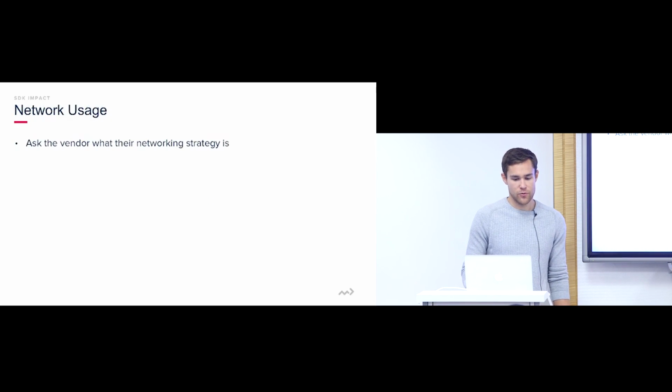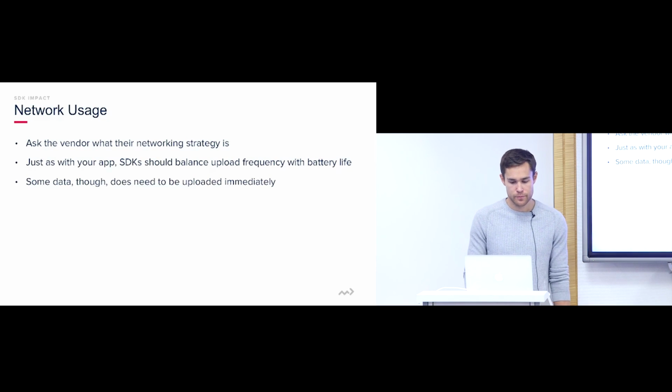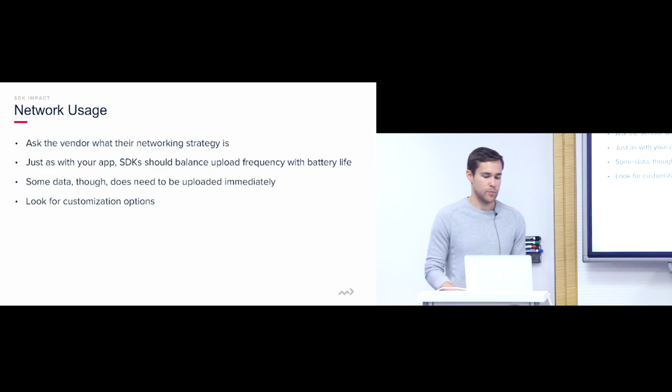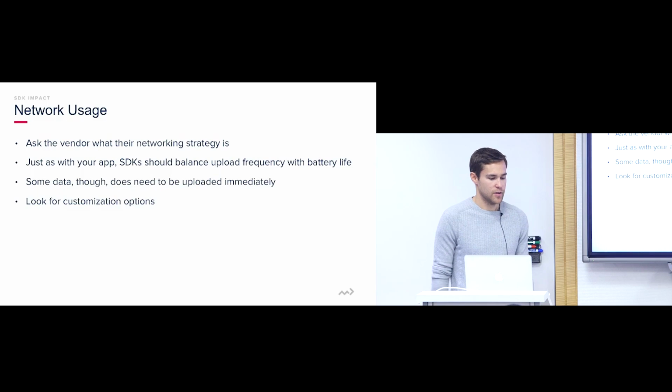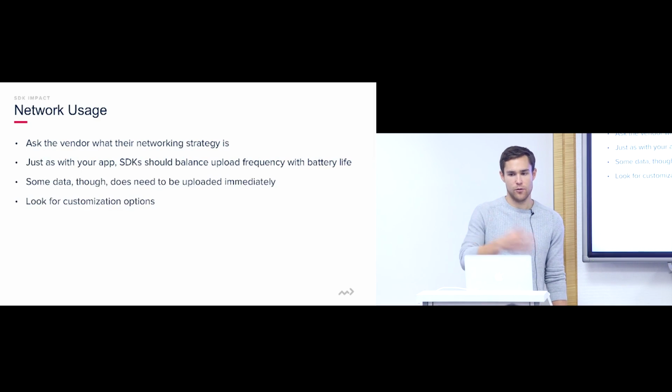So yeah, I mentioned this before, but network usage, super important. An SDK should balance upload frequency with battery life. And look to see if most SDKs provide some sort of customization options. Don't just throw it in. Think about, with my app, what's my syncing scheme? Should I manually be calling upload on this SDK if it has it?